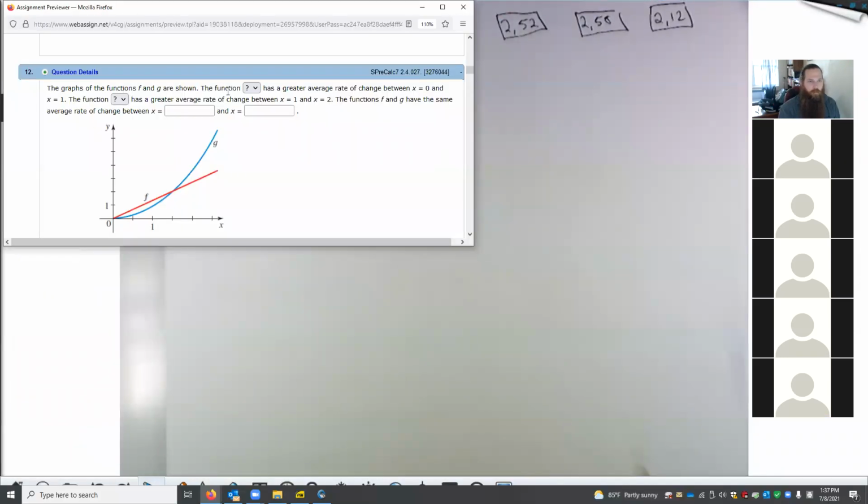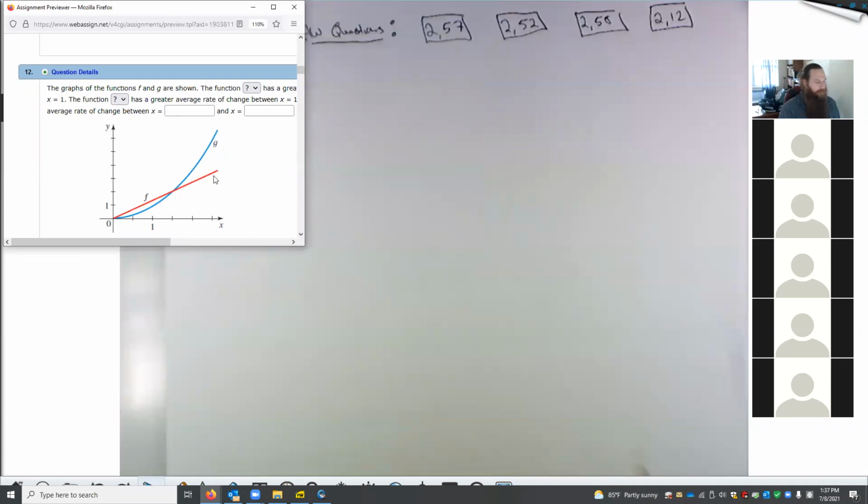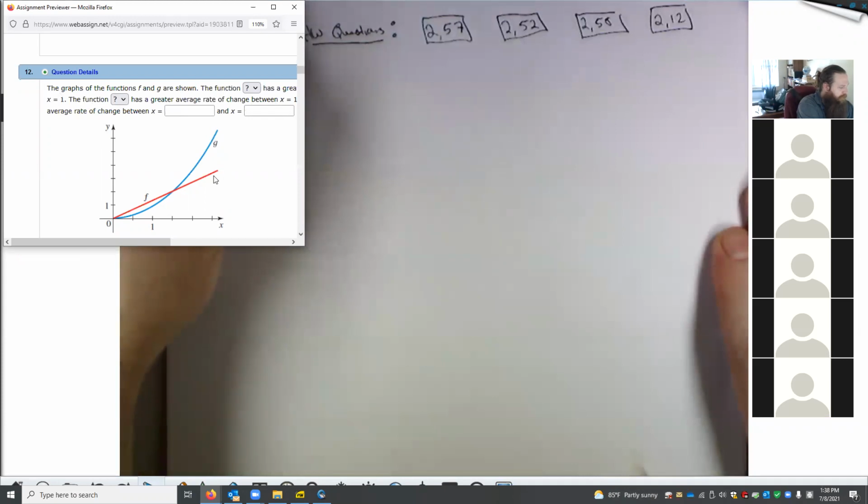Okay, so the graphs of the functions f and g are shown. The function blank has greater average rate of change from 0 to 1. The function blank has greater average rate of change from 1 to 2. The functions f and g have the same average rate of change on what intervals? So let's look at the graph. This is homework 2, problem 12.